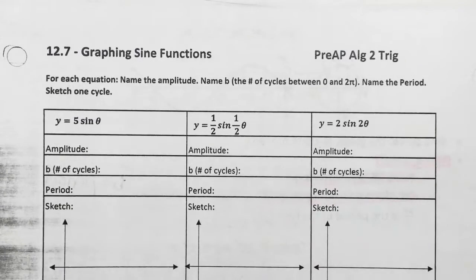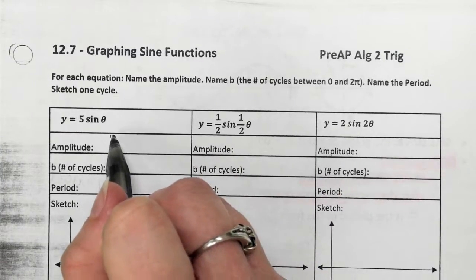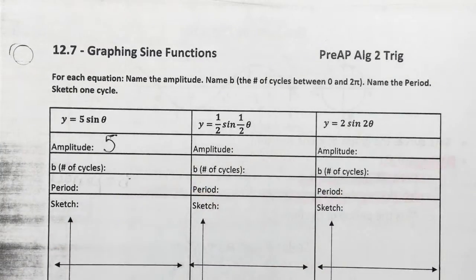All right, here we go. So let's write this down. Amplitude was A. Where was the A at in the formula? The first one. Very good, Brinkley, which means my amplitude for this one would be 5. Very nice.